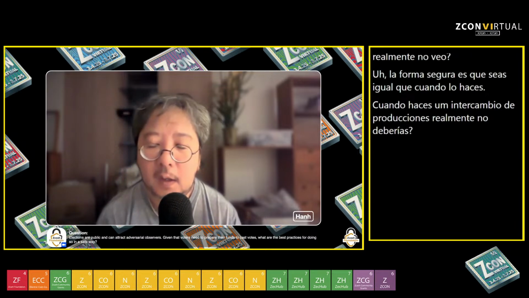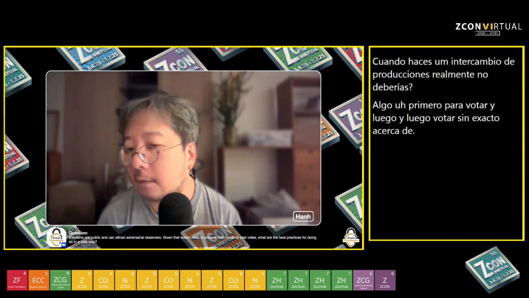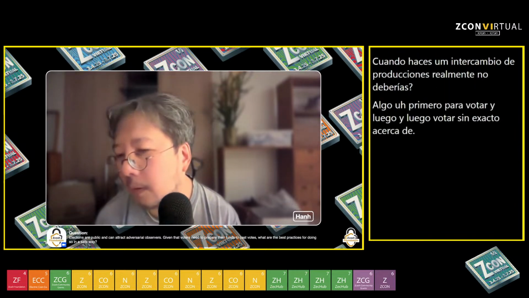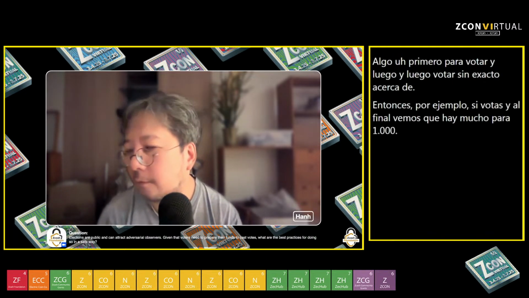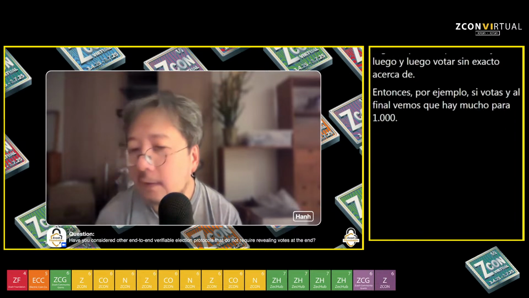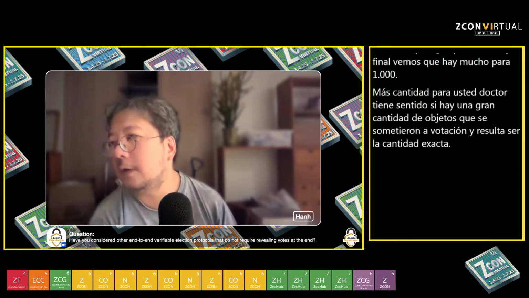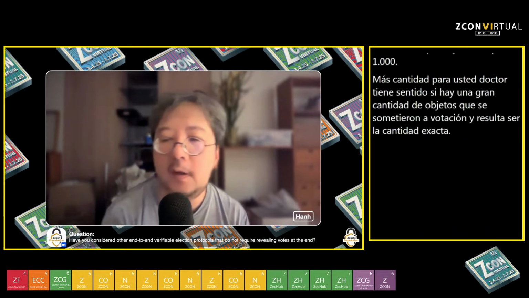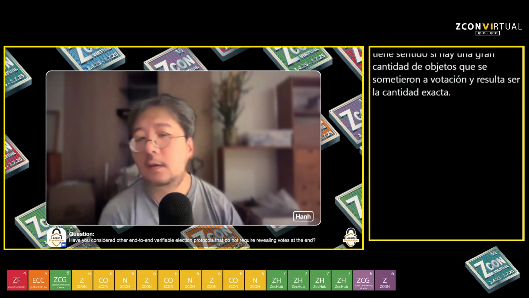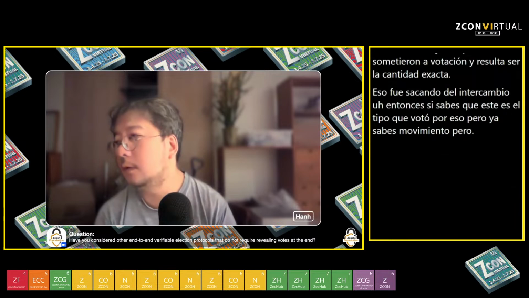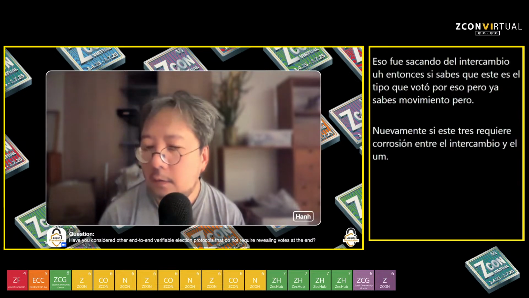So, for example, if you vote and at the end we see that there's a ballot for like 1,000, if it's a small amount, it's probably not very meaningful. But if there's a large amount of ZEC that was put into a vote, and it happens to be the exact amount that was taken out of the exchange, then the exchange would know that this is the guy who voted for that particular motion. But again, it requires collusion between the exchange and, well, not just the exchange, because the vote results are public.